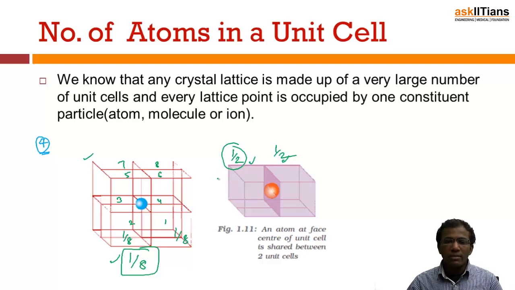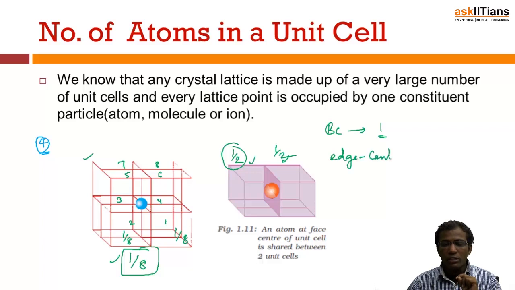If a particle is present at the body center, then that particle entirely belongs to that unit cell. Since it is not shared by any other unit cell, it belongs to only one unit cell. So at the body center, a particle has a contribution of 1. What about the edge center? Edge center.